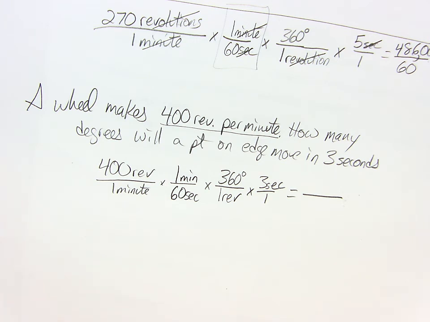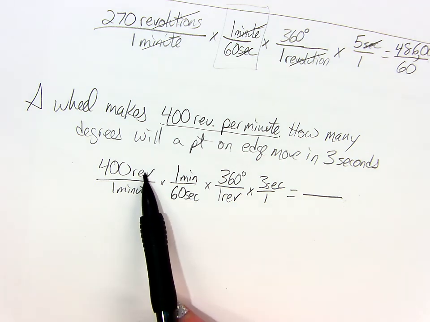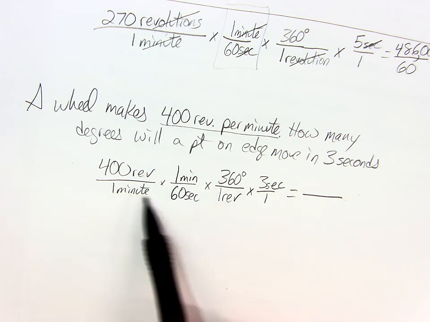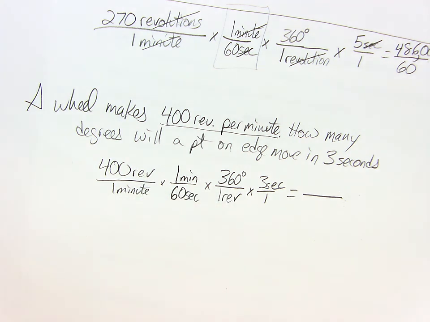Once you get your answer, go ahead and take a look and just verify that your setup is pretty similar to mine. You could have one thing swapped. You could have changed the revolutions to degrees first before changing minutes to seconds. That doesn't really matter. You just need to change them both at some point.